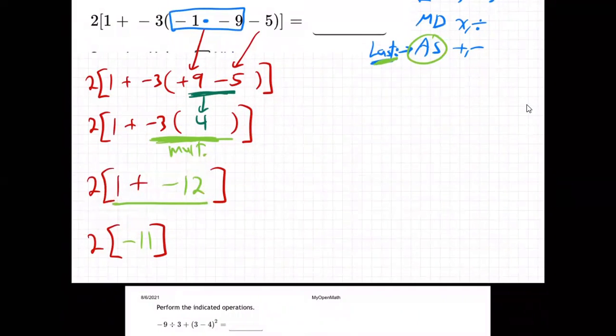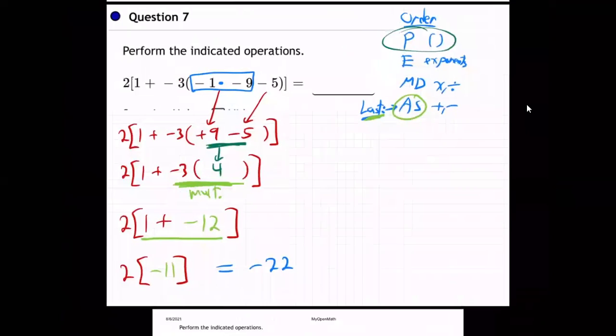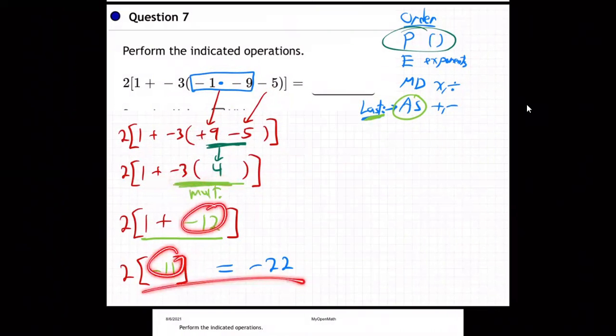And then final step, now we multiply 2 times -11, which is -22. There we go. A lot of steps. So again, start with the parentheses, but you got to do the multiply first and then the subtraction. Then again, you got to multiply here before you do the add and subtract, and then multiply in the end. There we go.